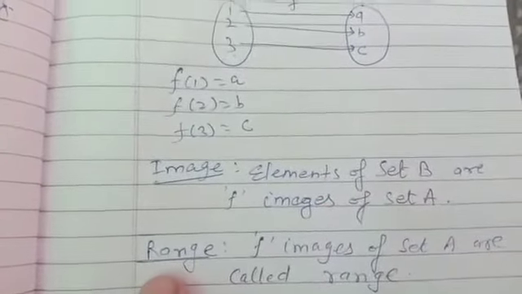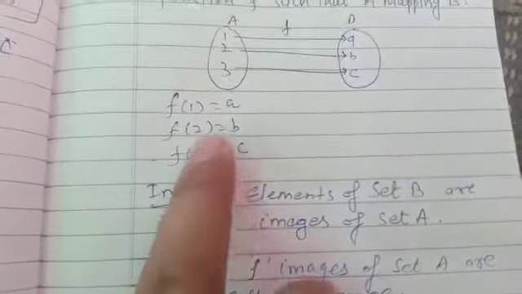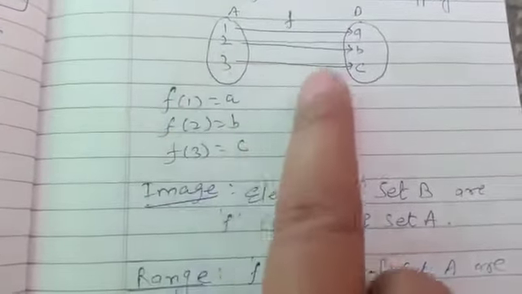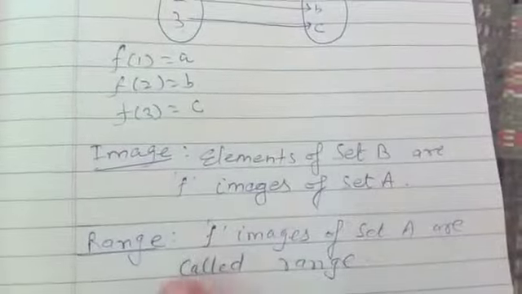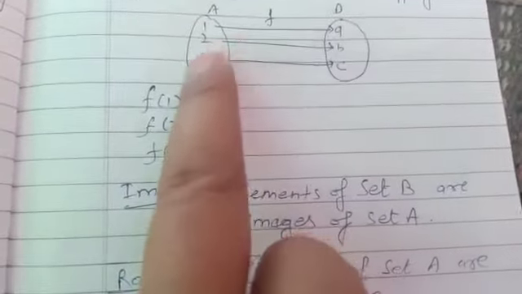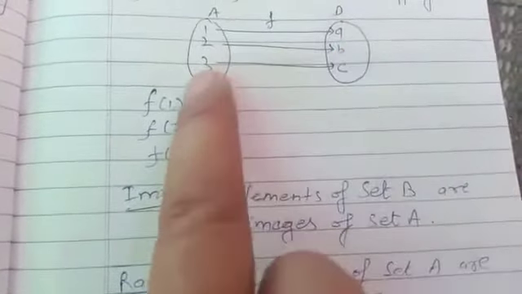Now range. What is range? The f images of elements of set A are called range. f images of set A are called range. जैसे एलिमेंट 1 की रेंज A है, 2 की रेंज B है और 3 की रेंज C है.